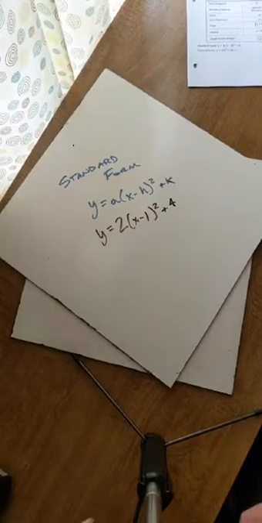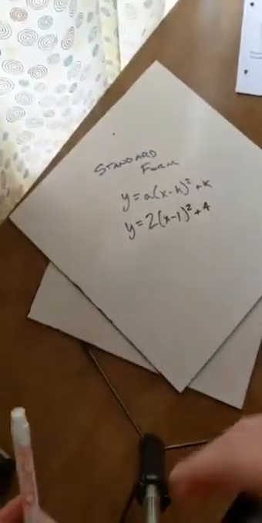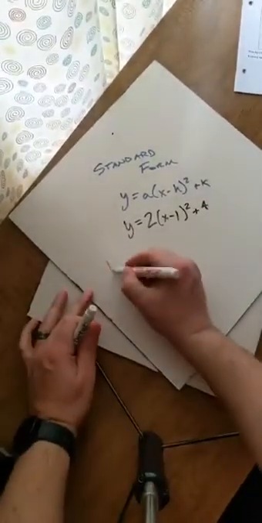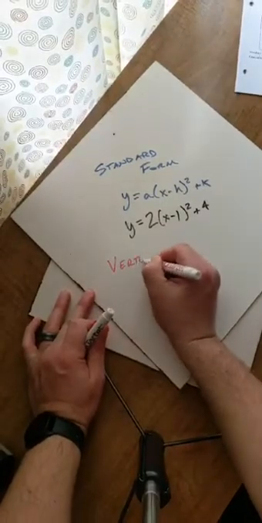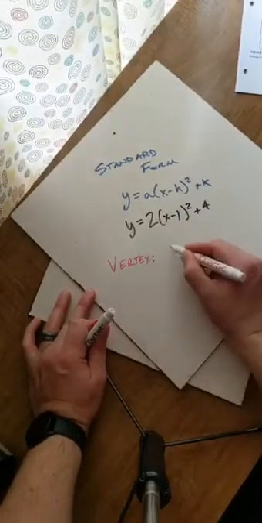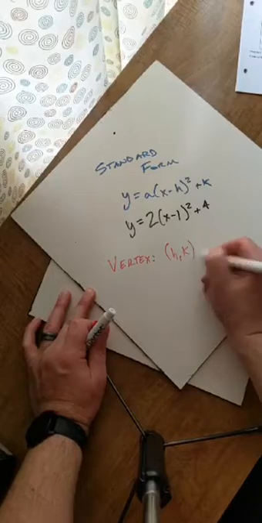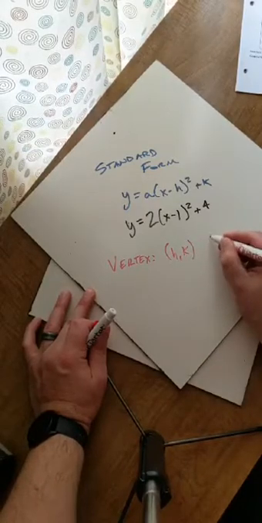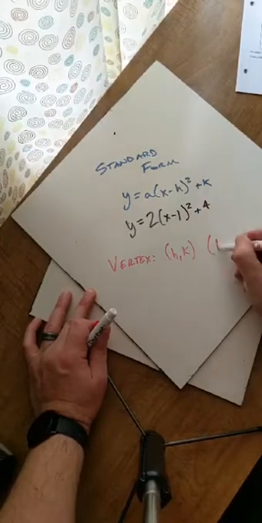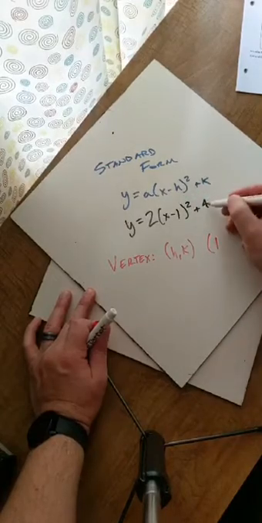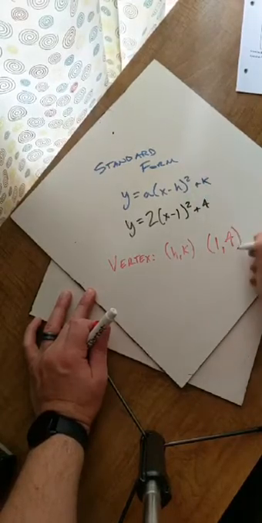So the vertex, which in this equation is (h, k), is simply h is +1, it's going to match up here, and k is +4. There's the vertex.